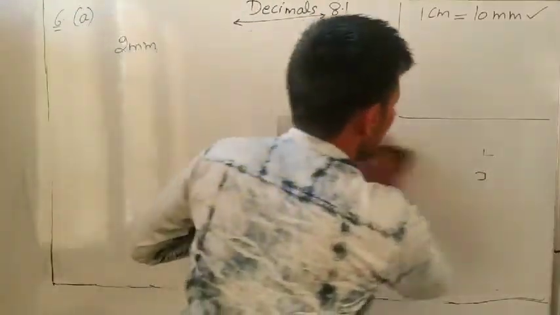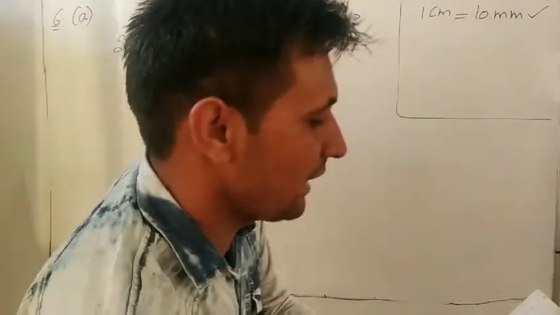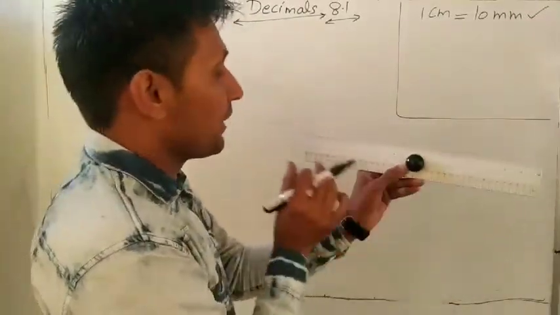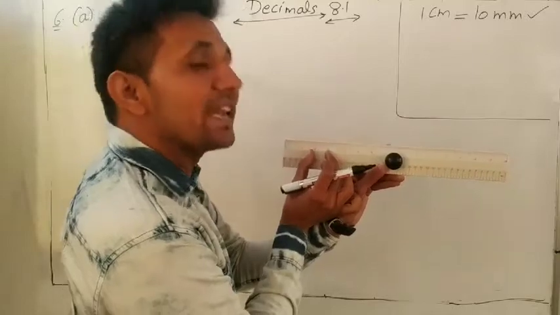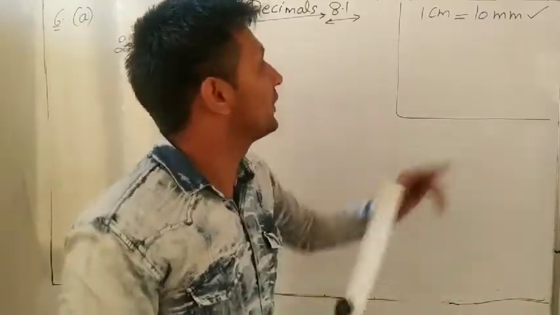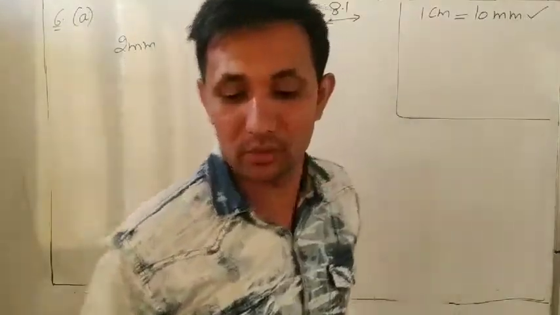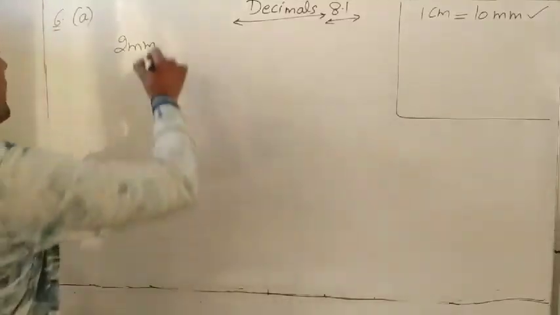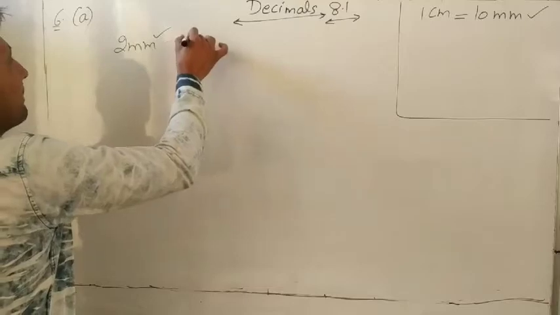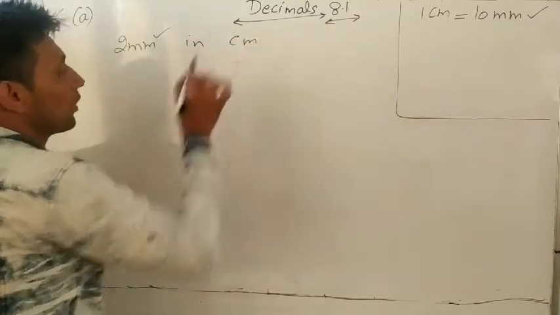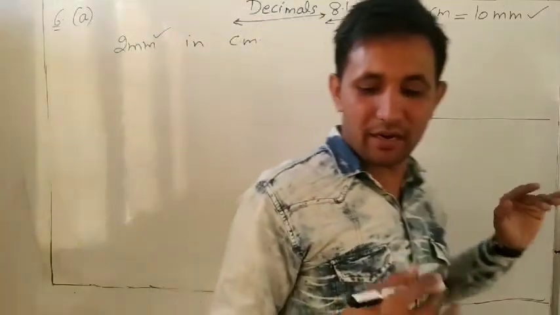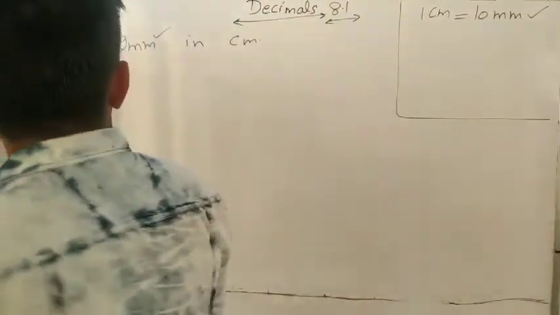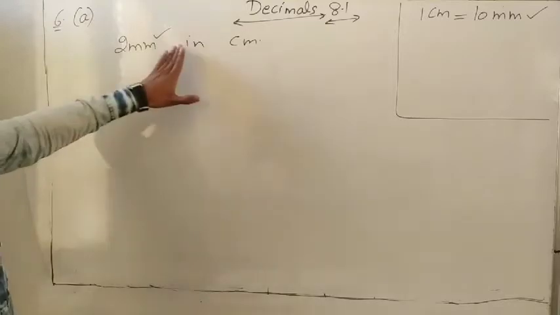Because in a scale, always scale centimeter is given, and in every centimeter we divide 10 equal parts, and these 10 equal part unit means mm, millimeter. So 1 centimeter always equal to 10 millimeter. We want to change 2 mm in centimeter. Only one part I will explain, rest do yourself. Okay. 2 mm equal to represent in centimeter.